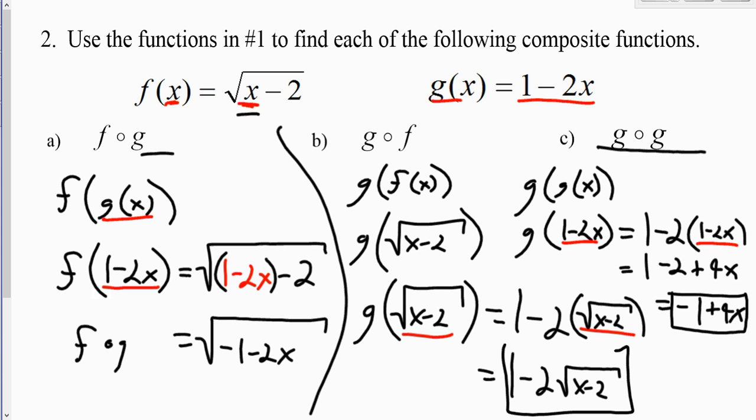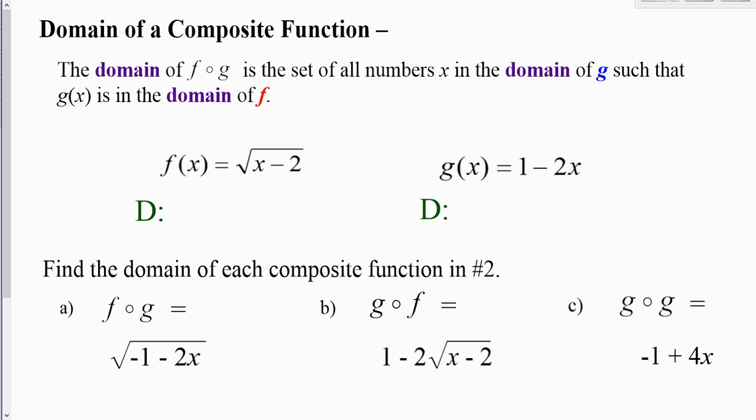Notice all three of these are functions upon themselves. They are involving an equation. They still have x's in their solution. All right. So we need to be able to talk about domain of composite functions.